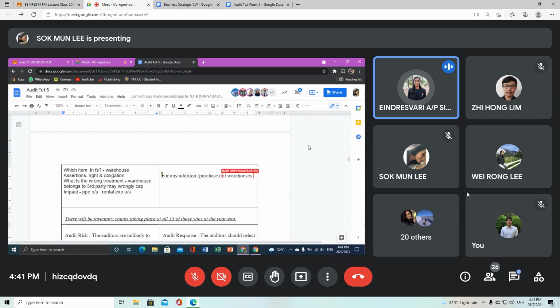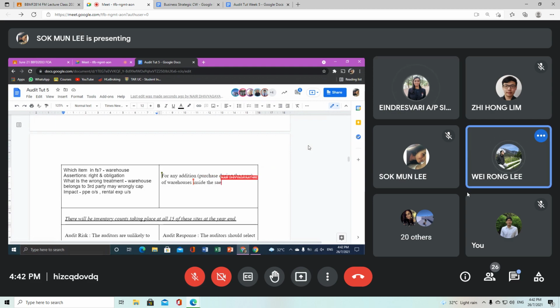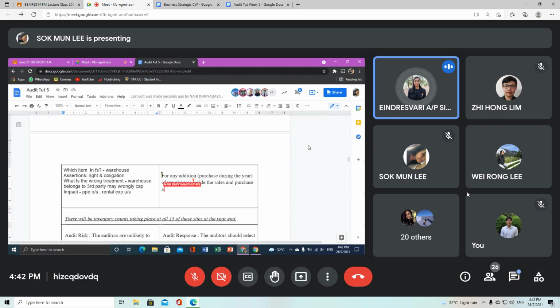Purchase during the year. So for all the warehouse purchases during the year, inspect the sales and purchase agreement to ensure the warehouse belongs to Mila and Kola. Okay, you finish typing, we'll go to the next part.